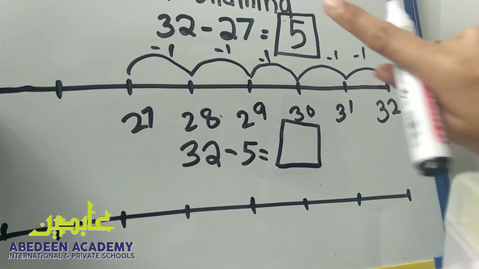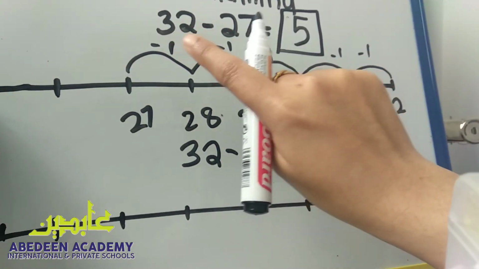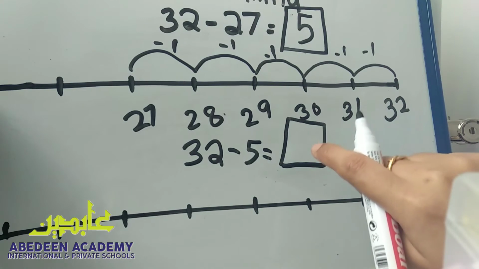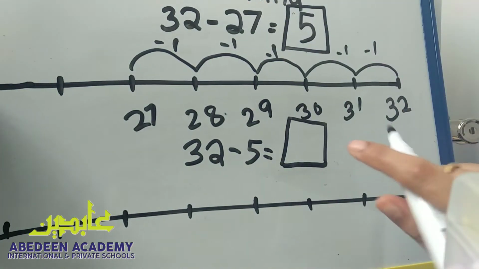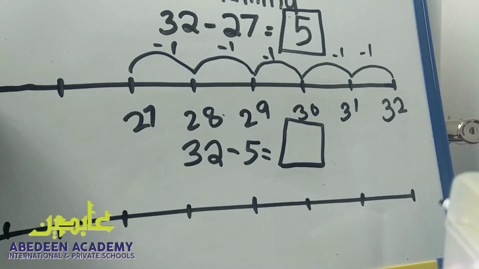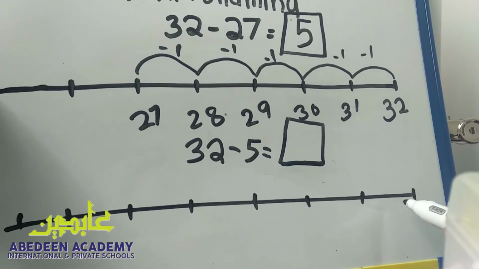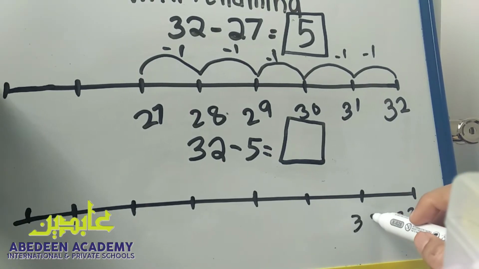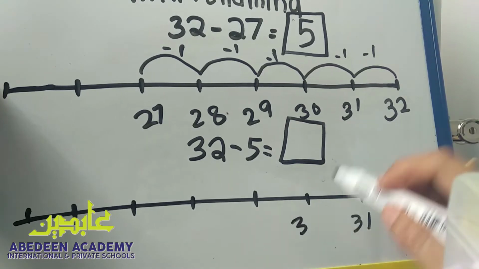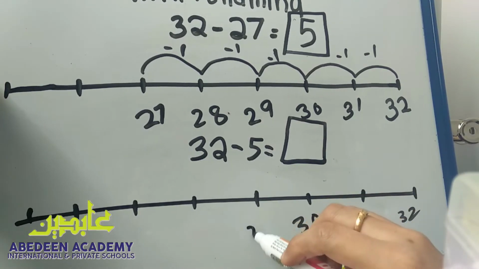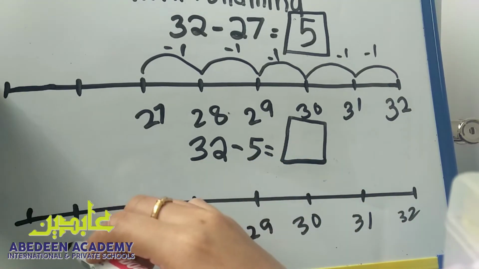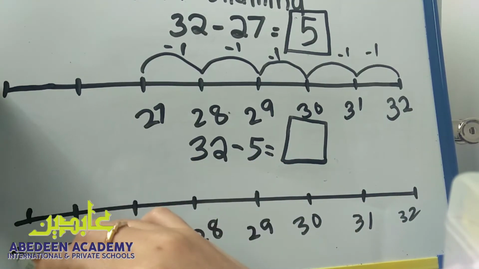Okay, as I told you, this 3 goes together. This 3, we already know the answer is 27. How? 32 minus 5 will be the same thing. So 32, 31, 30, 29, 28, and the list goes on, just like the first method.